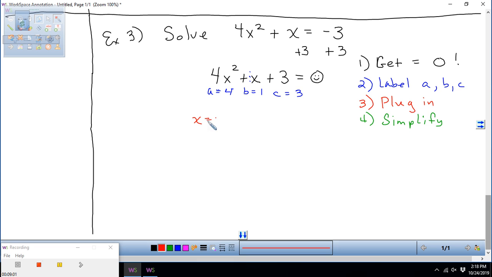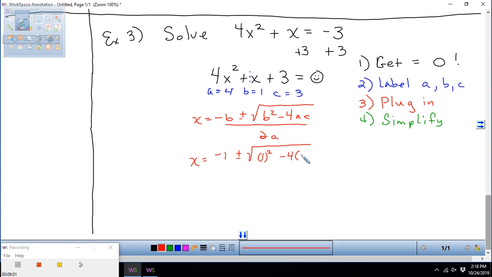Plugging into the formula, x equals the opposite of b plus or minus square root b squared minus 4ac, all divided by 2a. So if we substitute in, the opposite of b is going to be -1, plus or minus square root 1 squared minus 4 times 3, all divided by 2a, so 2 times 4.